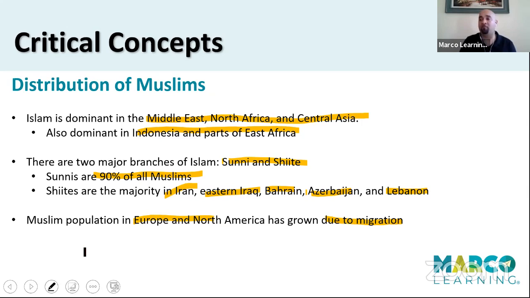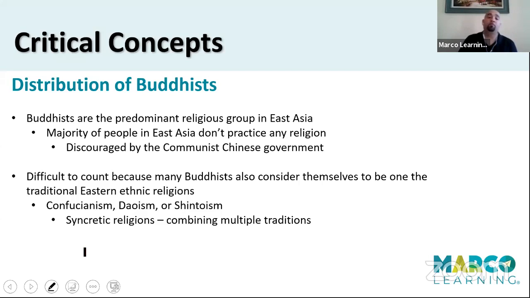All right. Buddhists. Buddhists are the predominant religious group in East Asia. But one thing to keep in mind with Buddhism is that the majority of people in East Asia don't practice any religion. And that goes back to the fact that it was discouraged by the communist Chinese governments. This is a constant theme. This is also something that could come up as part of an FRQ, religious conflict, the relationship between communist governments. In Russia, this was a major issue. They tore down Orthodox churches. In Cuba, they shut down Catholic churches. In China, they have persecuted different religious groups, including even right now, they are persecuting Muslims in real time, all right?